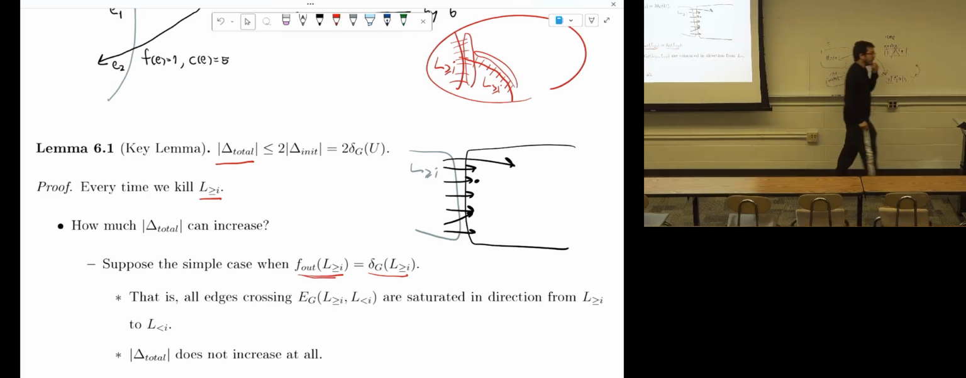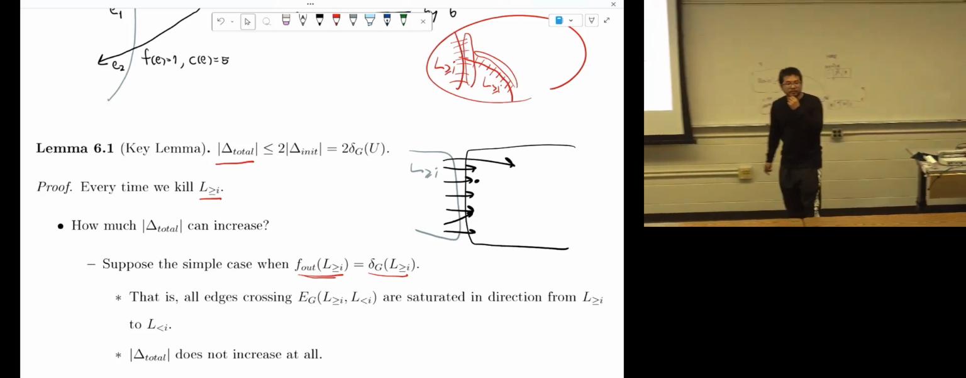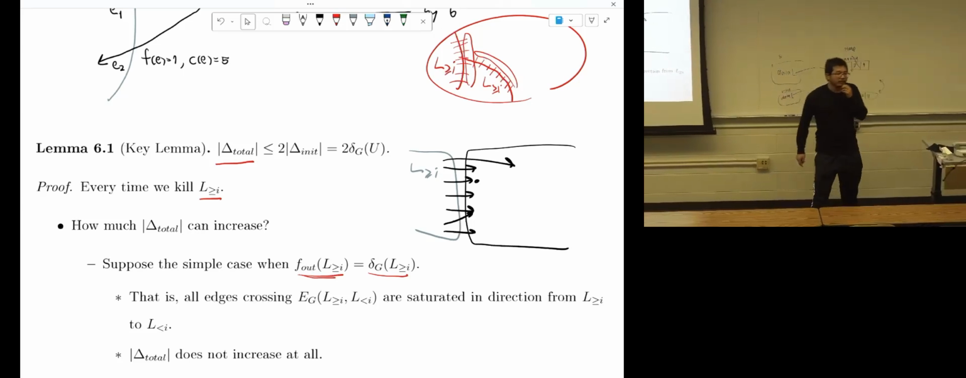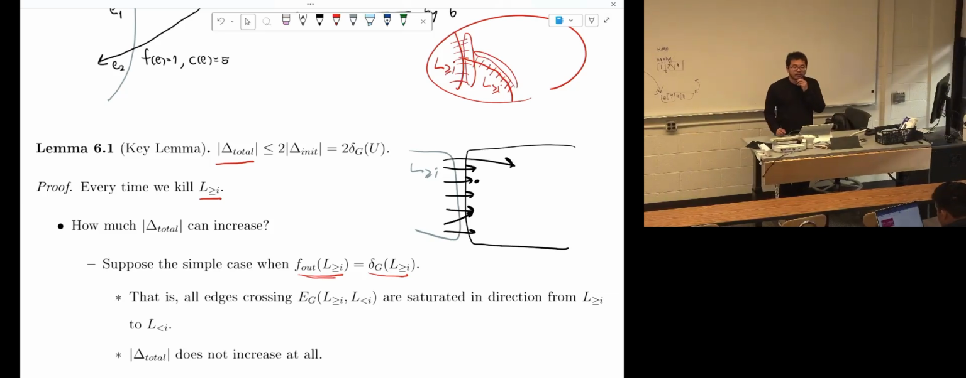So we delete an edge, or we delete a bunch of edges, but we aren't adding any extra source because it's already all of the source they could carry. Right.